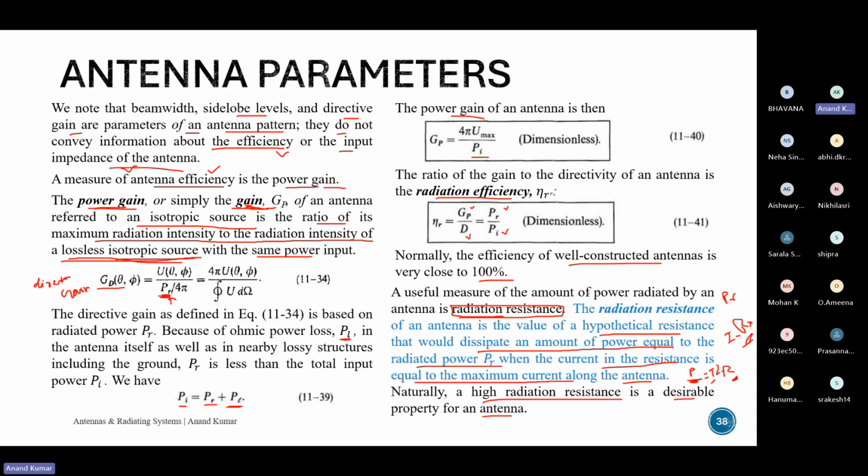I'll pause over here. We have, I think, one more example to solve, and then we'll end the class. Any questions on this?